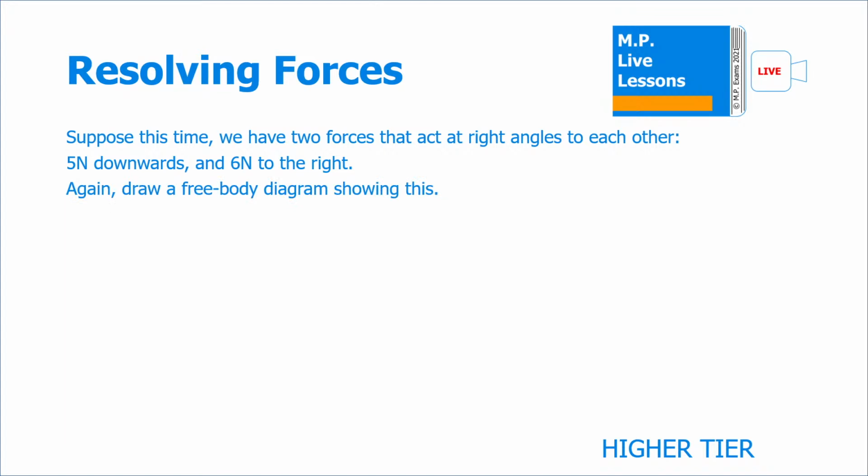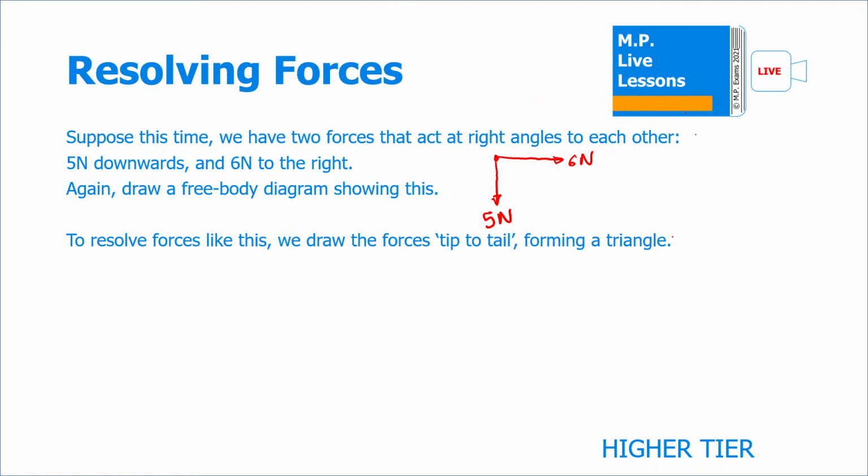So I have my object, this will have the 5 newtons downwards, and then the 6 newtons to the right. Now, how do we this time find the overall resultant force? Now, that's what we call resolving forces, finding the resultant force.